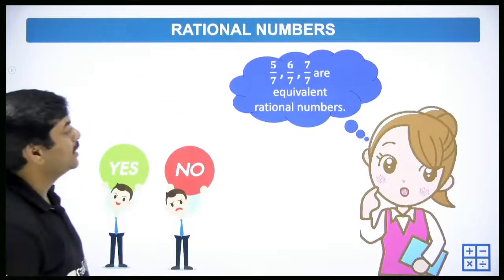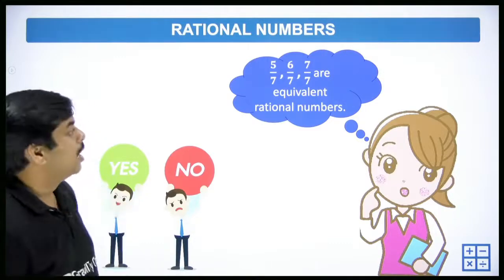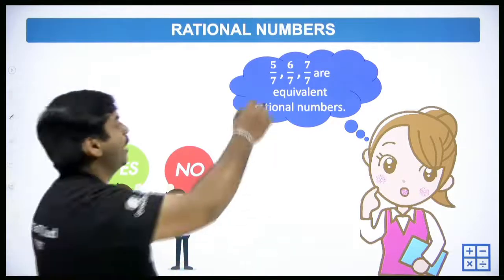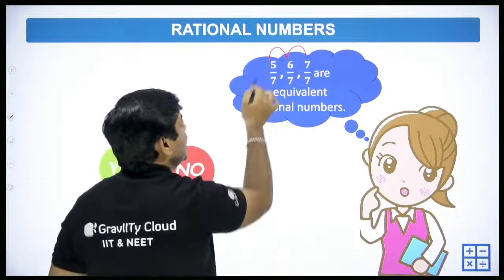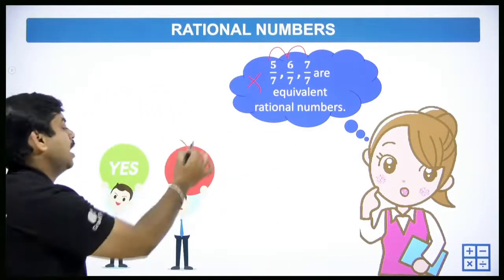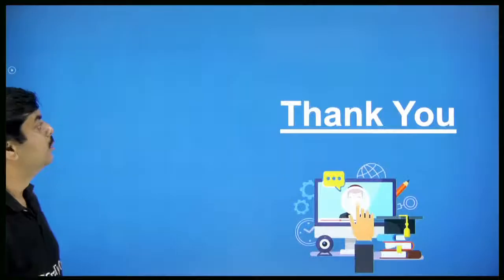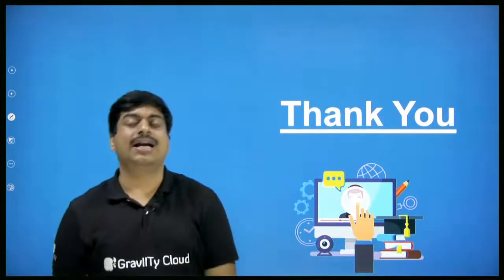5 by 7, 6 by 7, 7 by 6 are equivalent rational numbers? No. Equivalent means they should be equal in value. 5 by 7, 6 by 7, 7 by 6 are three different values side by side, but they are not the same. The answer is no, right?